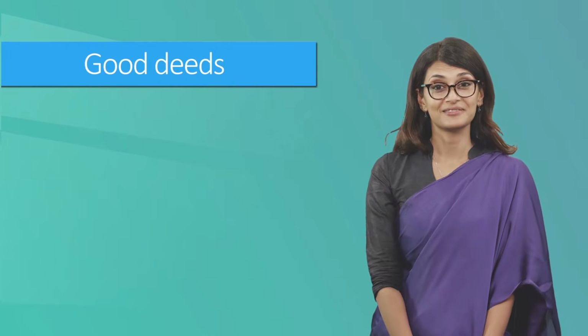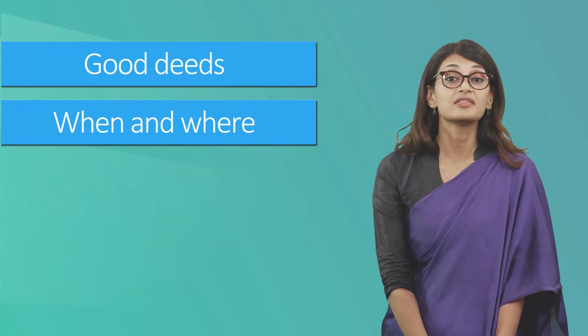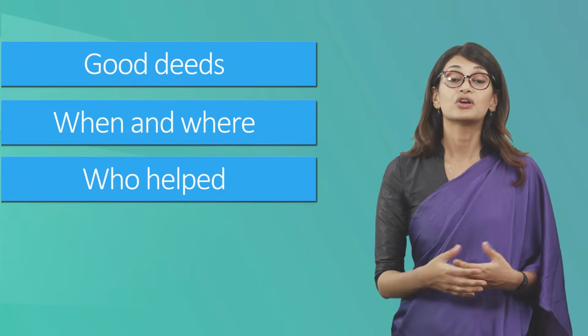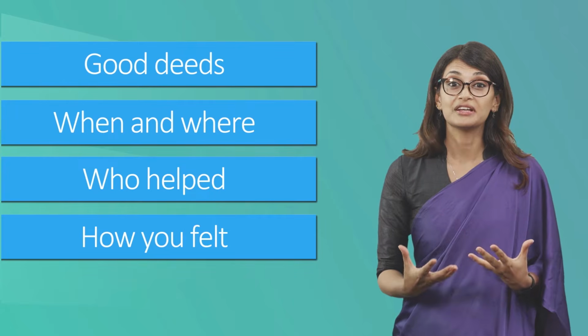The first guideline focuses on your good deed. The second guideline expects you to tell us when and where this good deed was done. The third point wants you to elaborate on who helped you. And lastly, you're expected to tell your friend how you felt. Now let's look at a letter that I wrote that follows all these guidelines.